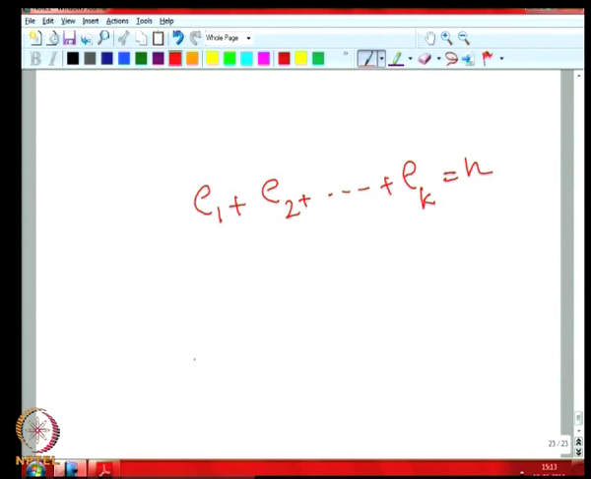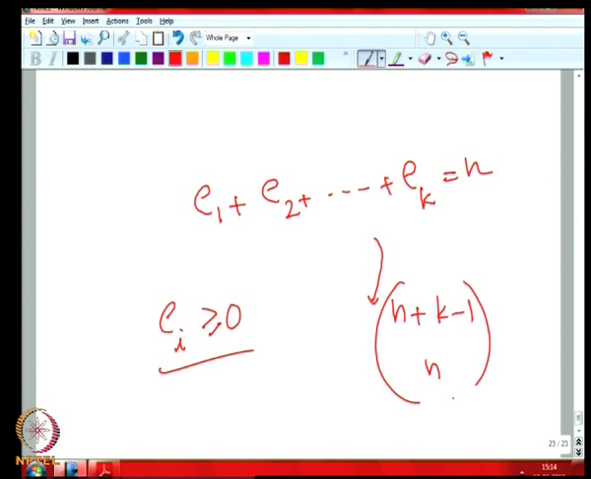What we are interested in is the non-negative integer solutions for this. So e1, e2, ..., ek should get values which are integers, but non-negative integers. That means ei has to be greater than or equal to 0. We have discussed this problem earlier. We know that the number of such solutions, the different possible assignments of non-negative integers to e1, e2 up to ek so that they add up to n, is n plus k minus 1 choose n.